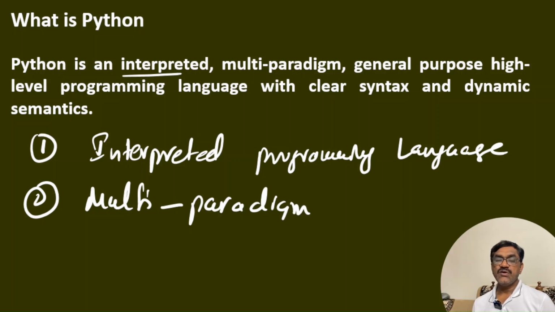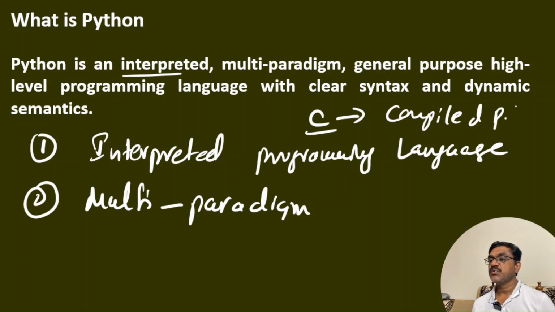We have seen C programming in previous classes. The C programming language comes under compiled programming language, whereas Python is an interpreted programming language. We will discuss and differentiate what we mean by interpreted programming language and compiled programming language. So just remember that Python is an interpreted programming language, and the second one is it is multi-paradigm.